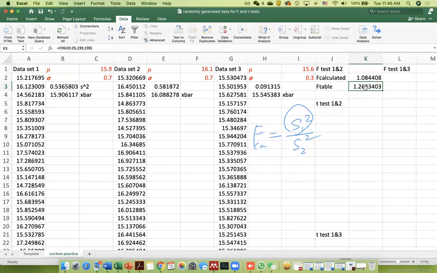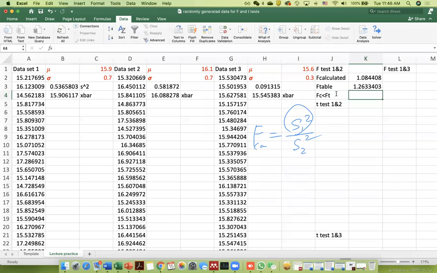All right, so now we have the F calculated and F table. So what's the conclusion here? Cannot reject null hypothesis. Because F calculated is smaller than F table, right? Yeah. So they are not significant. Does that make sense? Does that agree with our original data?